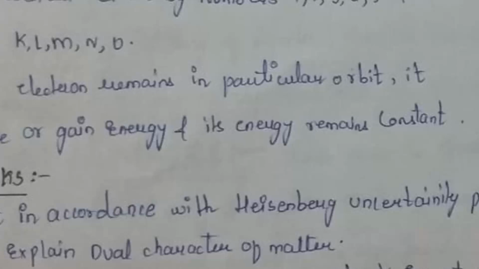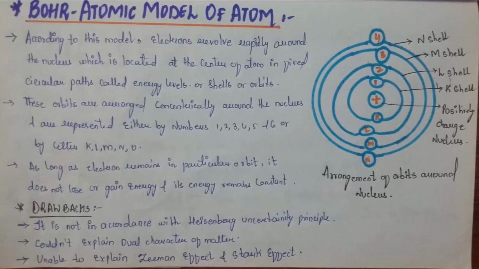I'll describe the three models in brief. In the Thomson model of the atom, a positive sphere is present in which electrons are embedded. Second, in Rutherford's nuclear model of the atom, the nucleus is present at the center and electrons revolve around the nucleus, whereas in the Bohr atomic model, the nucleus is present and electrons keep on revolving concentrically forming rings, and for identification we represent them either by numbers 1, 2, 3, 4, 5 and 6 or by letters, that is K, L, M, N, O. These were the three models.